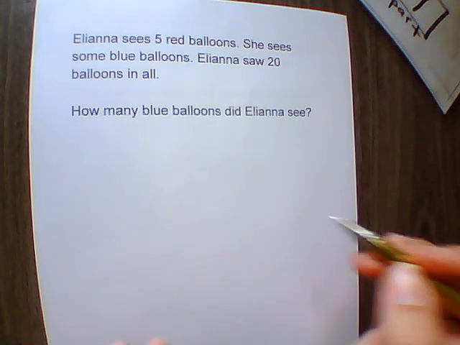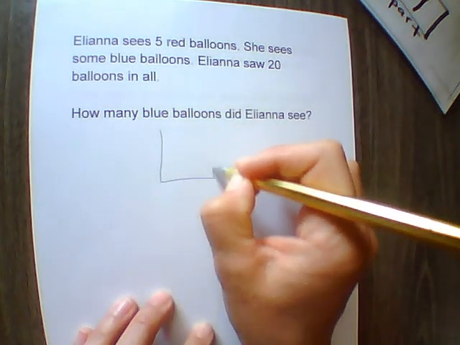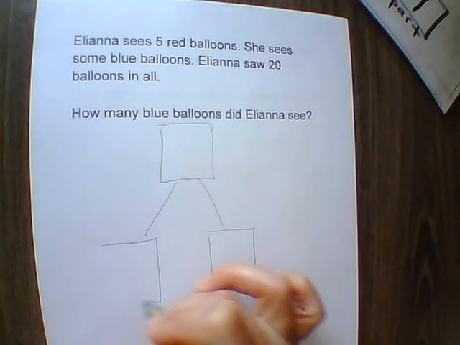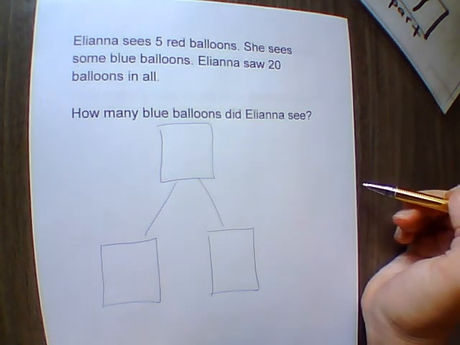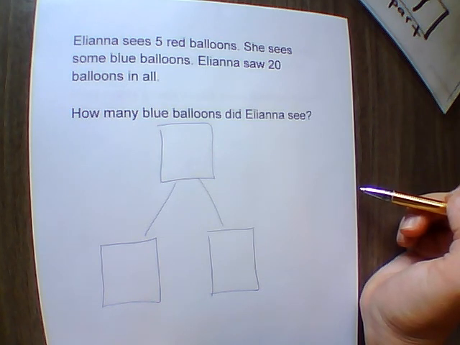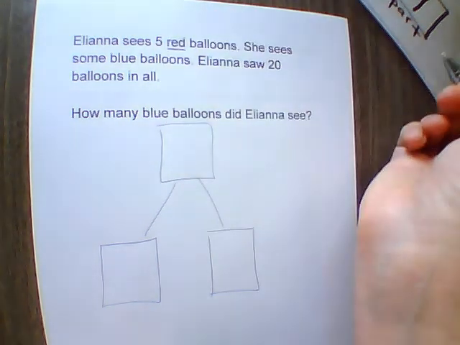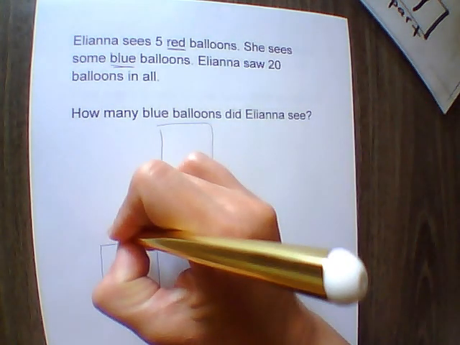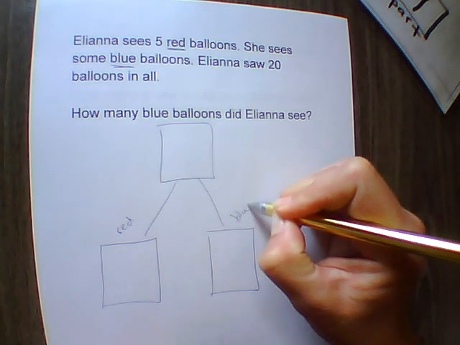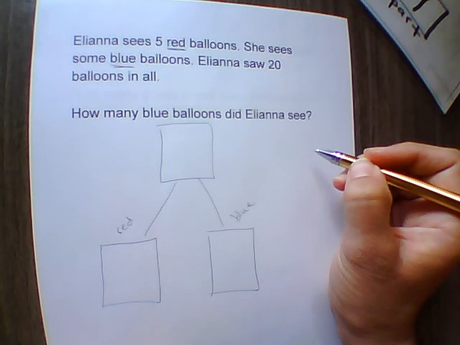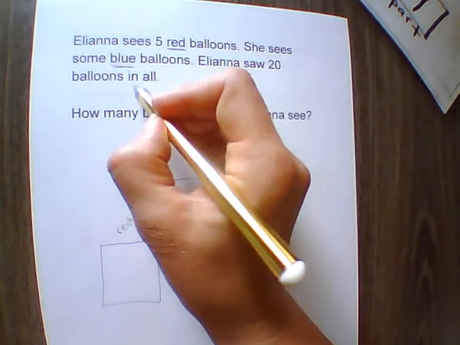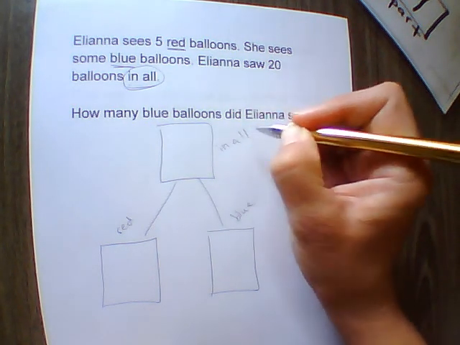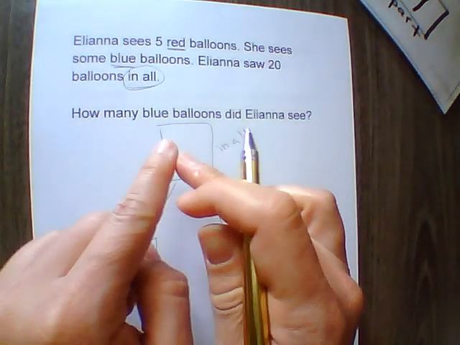All right, so as I'm doing with all my other problems, I'm setting up my whole part. And then I'm going to look at that problem again. It says Eliana sees 5 red balloons. She sees some blue balloons. So this kind of helps me, red and blue. So I already know she sees 2 different types of balloons. So I'm going to label that. Red, blue. And then she sees some blue balloons. Eliana saw 20 balloons in all. That's that in all one. So I'm going to put my in all at the top. That means that they were put together. We know if we take our 2 parts and we put them together, that's our in all number.